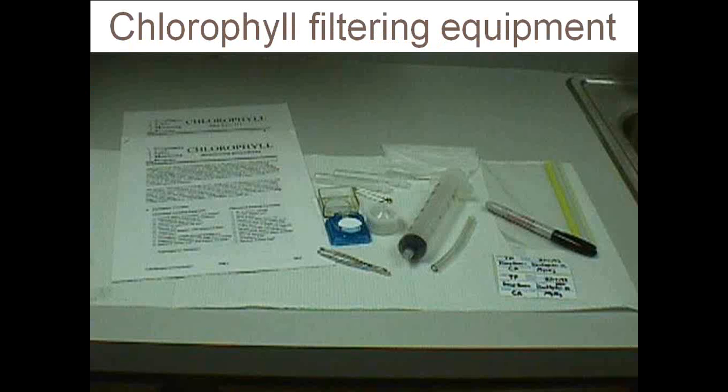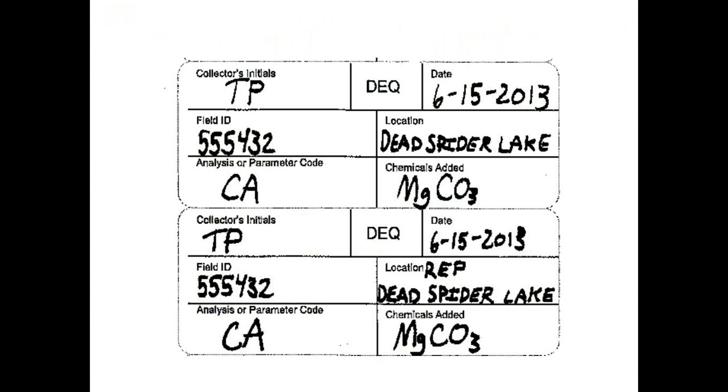So you want to lay out all of your equipment on the counter. You'll fill out some labels. This is the way they look. Once again, you'll have two because you'll have a replicate and you'll have a normal. CA goes in analysis or parameter code. And then MgCO3 goes in chemicals added. Remember, we added that magnesium carbonate when we were out on the lake. On your second label, it's the same thing, but make sure you put REP by the lake name.